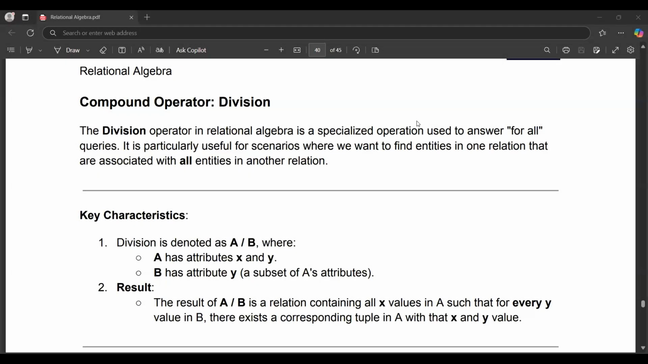Welcome back to PPD. Now we are in the last stage of the Relational Algebra series. We are going to learn about the compound operator division. And yeah, let's dive right in.